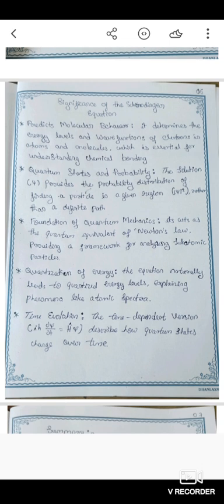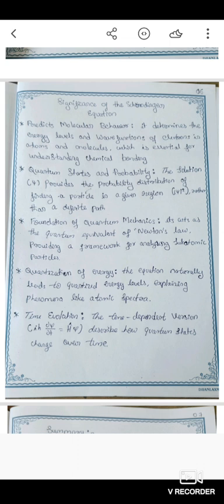Significance of Schrödinger's wave equation. First one is that it predicts molecular behavior. It determines the energy levels and wave functions of electrons in atoms and molecules, which is essential for understanding chemical bonding. Next one is quantum states and probability. The solution provides the probability distribution of finding the particle in a given region rather than a definite path. Foundation of quantum mechanics: it acts as the quantum equivalent of Newton's laws, providing the framework for analyzing subatomic particles.